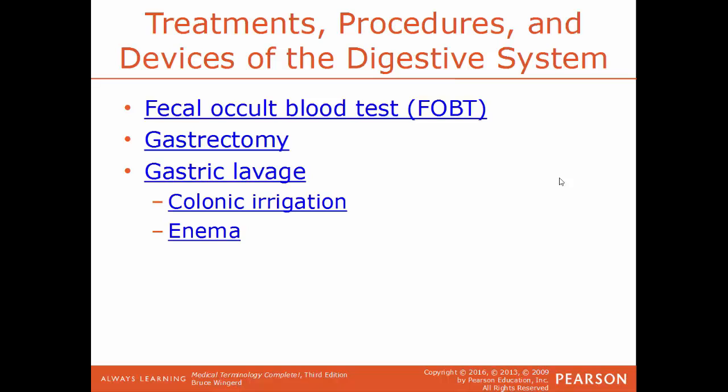Gastrectomy is the surgical removal of part or perhaps all of the stomach. Gastric lavage, also known as stomach pumping or gastric irrigation. This is a process of cleansing out the contents of the stomach, usually done to eliminate poisons from the stomach. And when you want to cleanse out or flush out the contents of the colon, you would use a colonic irrigation. The way you would do this would be the injection of gas or water into the rectum in order to remove the contents of the colon. And that would be an enema.